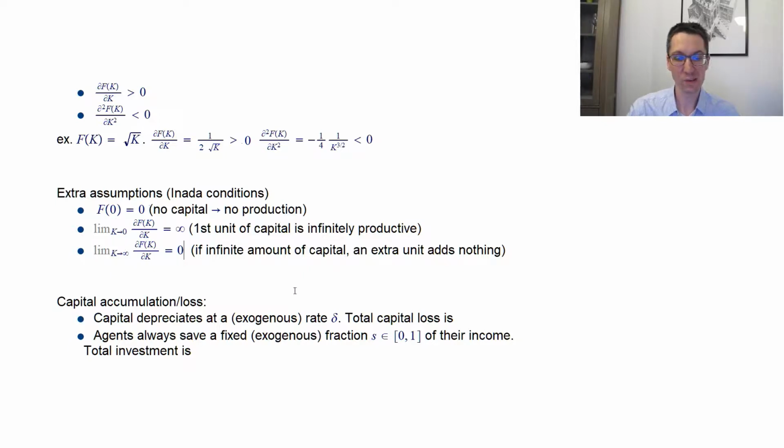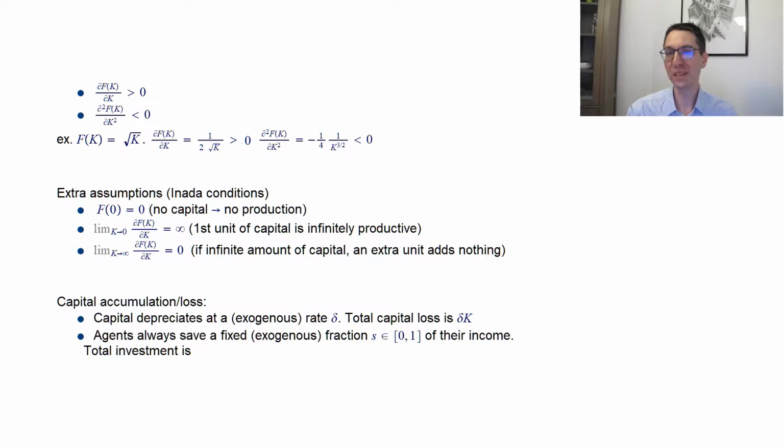This depreciation rate is exogenous, it's going to be delta. Delta is a fraction of capital that I lose every period. So then the total capital loss is simply delta multiplied by the capital I have. Here I haven't introduced any time period yet, so we don't know if it's 1 second or 1 year. It's just a fraction of capital.